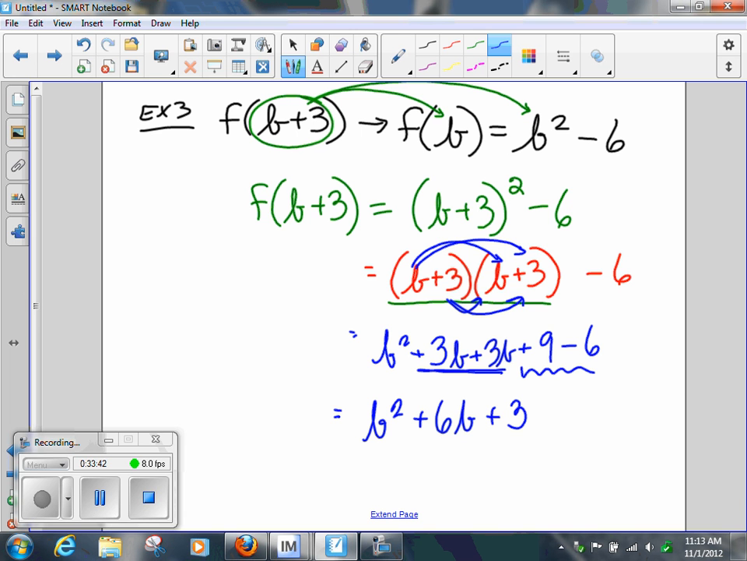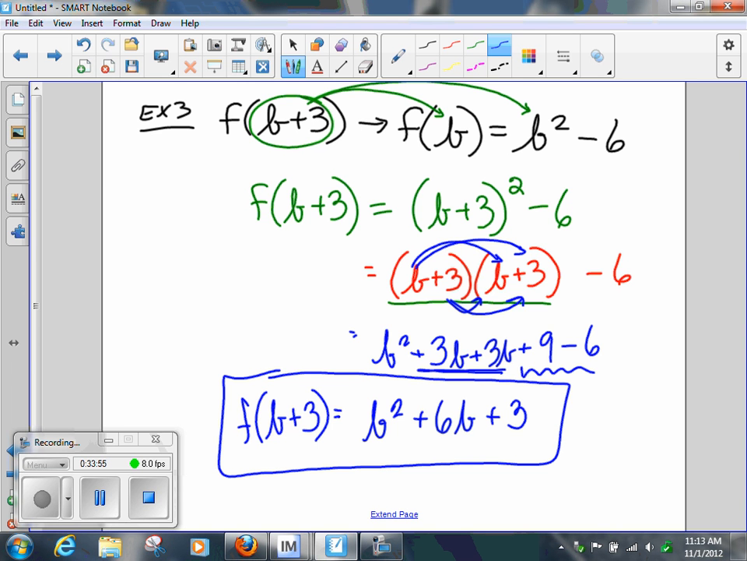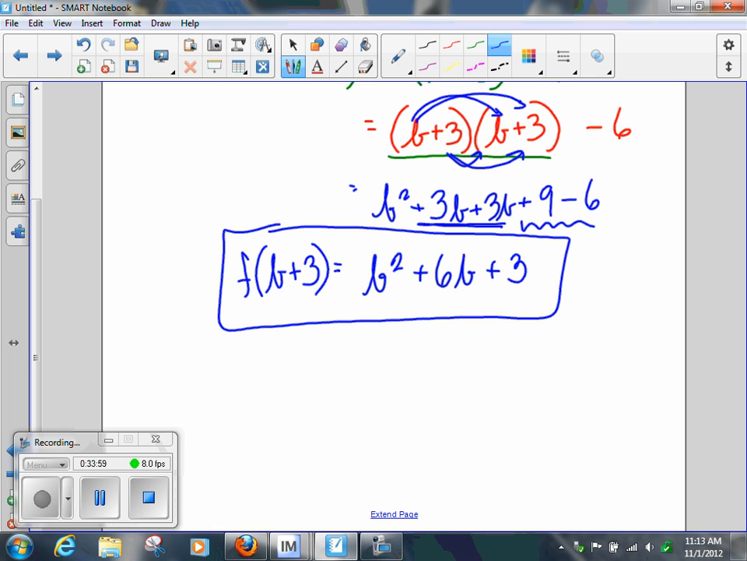How many of you had that? Very good. That's it. That's all we can do. That means that f of b plus 3 is the trinomial b squared plus 6b plus 3. Plus 3. Why? Because 9 minus 6 is positive 3, right? Did you like that? See it again?